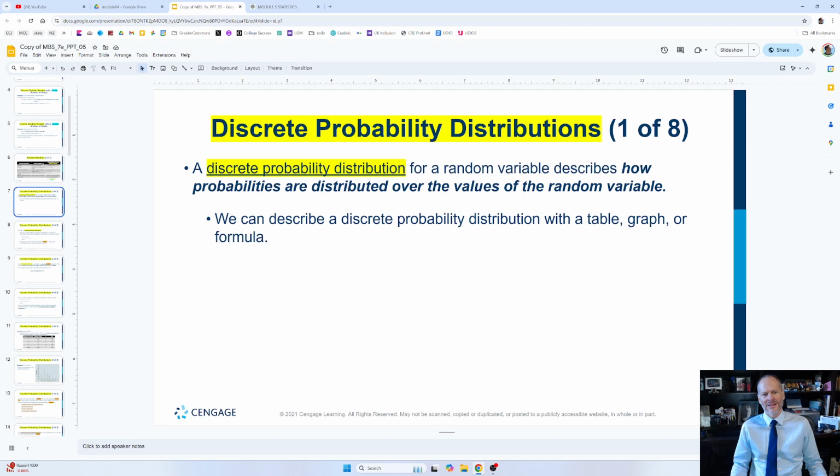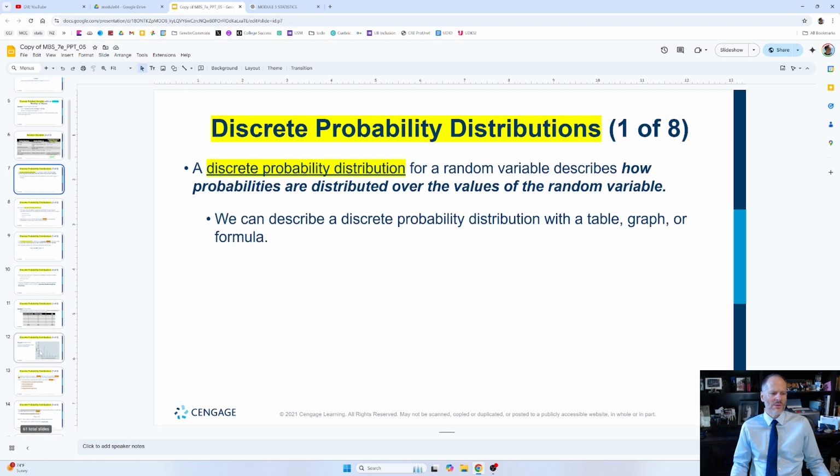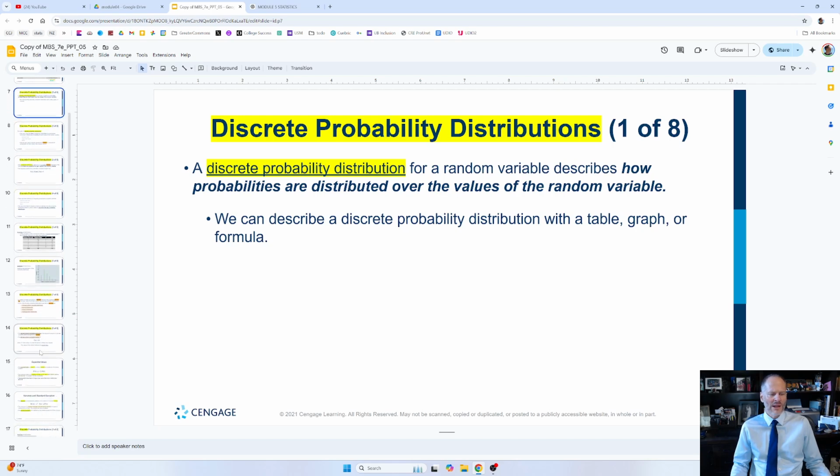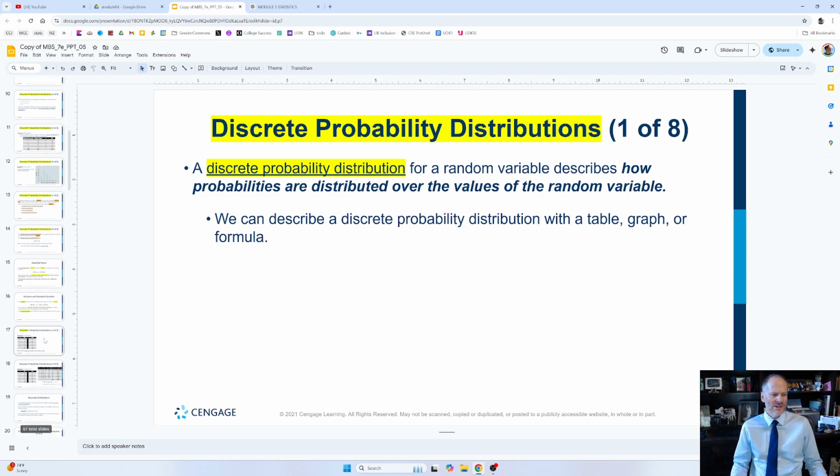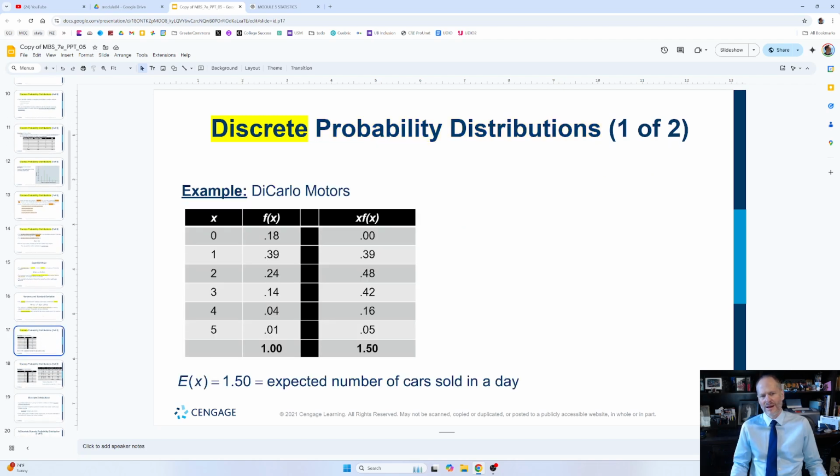So discrete as opposed to continuous, and a probability distribution is a distribution of all the probabilities. And a random variable is a variable that could randomly be any one of several different values. To refresh our memory, here's the variable. On any given day at DeCarlo Motors, it could randomly be one of these values, and these are discrete values. You're only selling whole numbers of cars, not fractions of cars. So here's our variable, it's discrete, and here's the probability distribution. This is a discrete probability distribution, ladies and gentlemen.